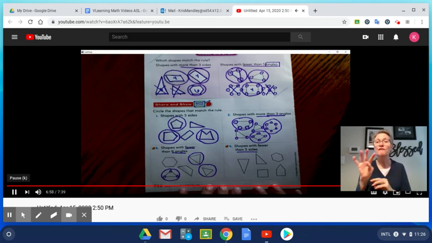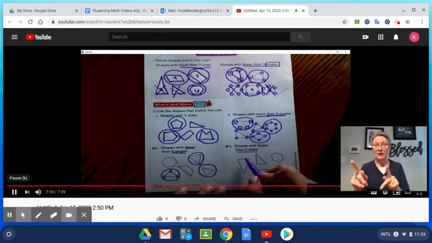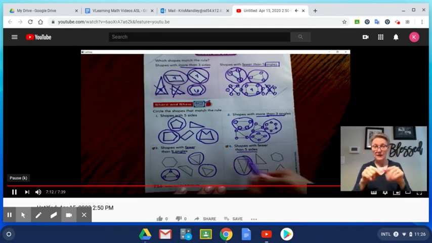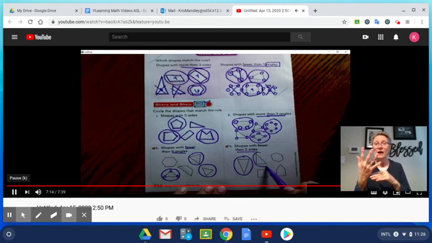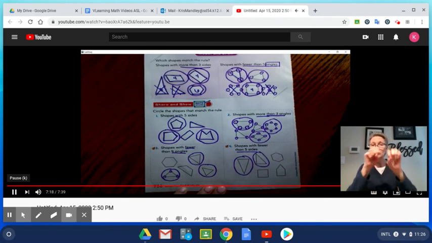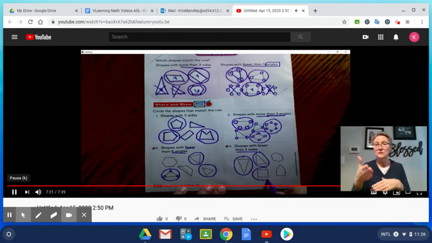It says fewer than 5 sides. So this is no longer the angles. This is the sides that I'm talking about. So it has to be less than 5, okay? Well, my triangle is fewer than 5 sides. Here's another triangle. I know this square has 4 sides. This has 5 sides, and this has 6 sides, so I cannot mark those.